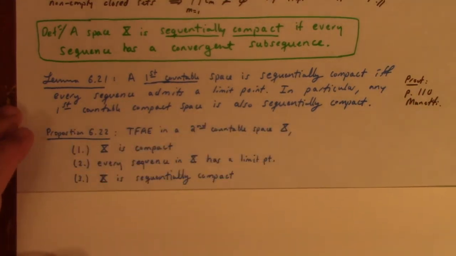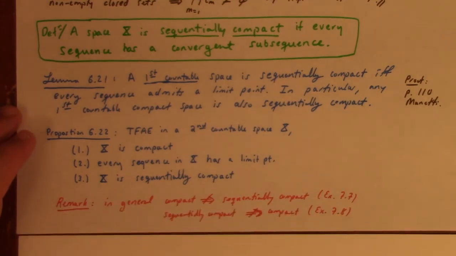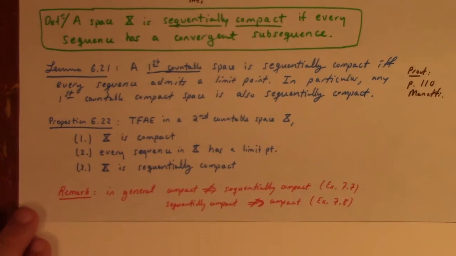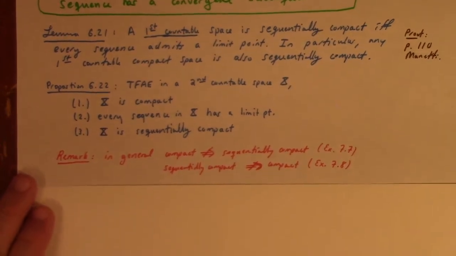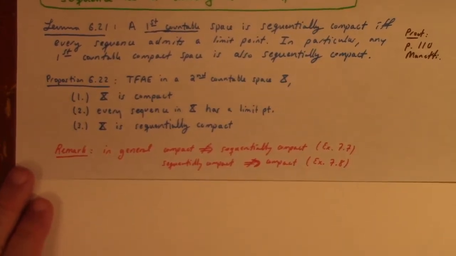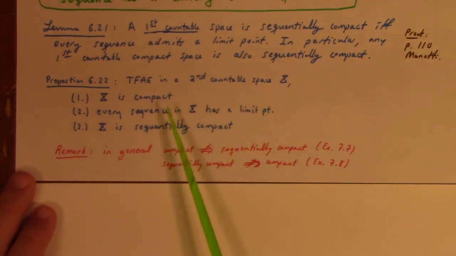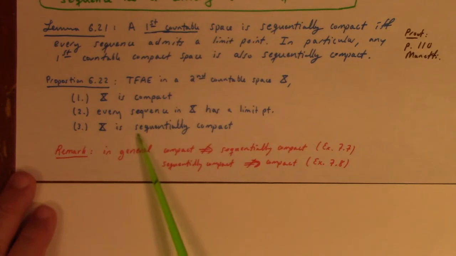We also have the following equivalence in a second countable space. 1, X is compact; 2, every sequence in X has a limit point; and 3, X is sequentially compact. So in a second countable space, we have equivalence of this, this, and this.